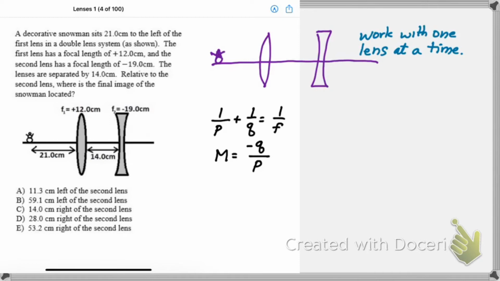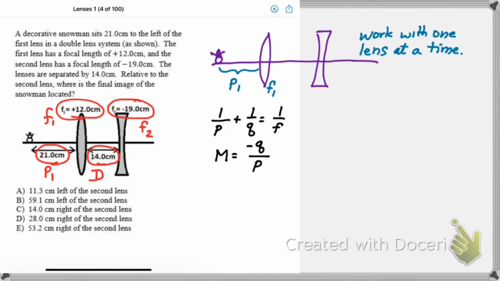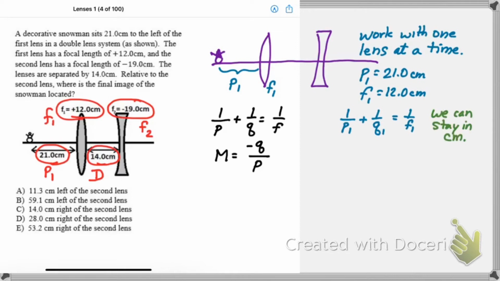When you're faced with two lenses, you actually just work with one lens at a time. Kind of ignore the second lens. So I've got my values down there. I've labeled them. They were actually already largely labeled. P1 is the object location for lens 1. F1 is the focal length for lens 1. We could just plug that into the formula for finding the image. I mentioned we can stay in centimeters. And what we find here is the image location formed by lens 1.